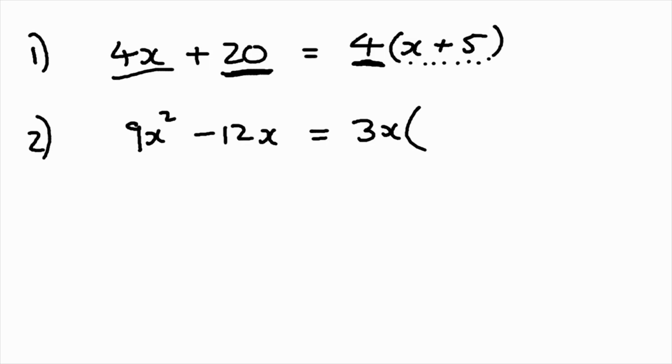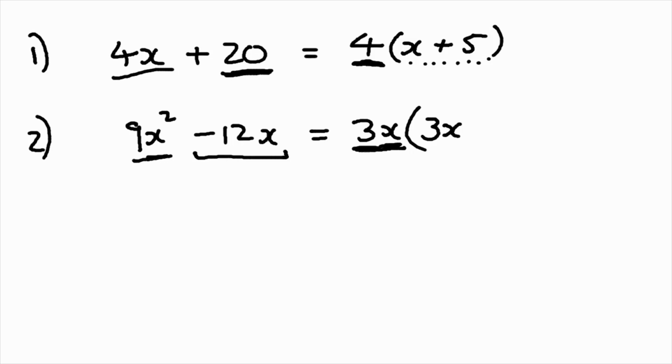Now we look for what will go inside the brackets. What do we multiply by 3x to give us 9x squared? To get the 9 part, we're going to have to multiply 3 by 3. What do we have to times by x to give us x squared? Another x.